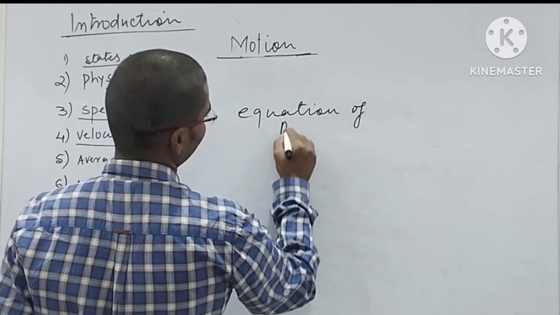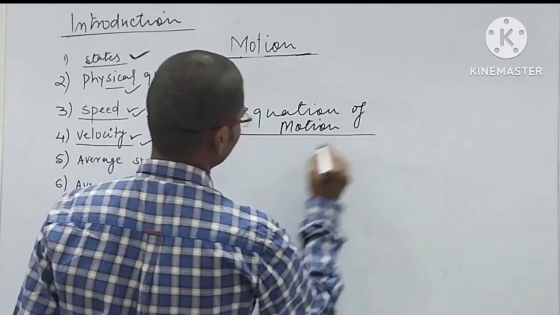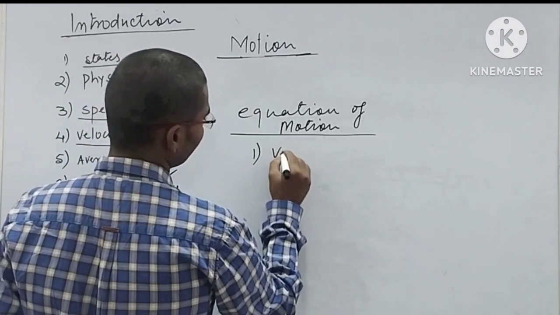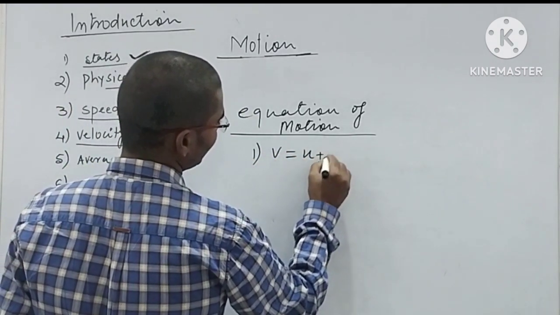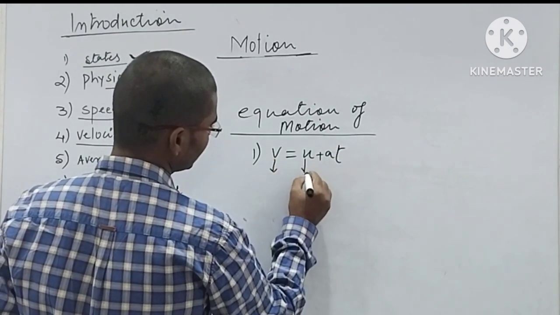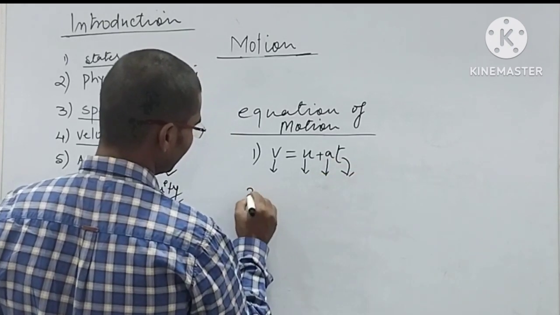Equation of motion. First equation, v is equal to u plus at. Here v is the final velocity, u is the initial velocity, a is acceleration and t is time.